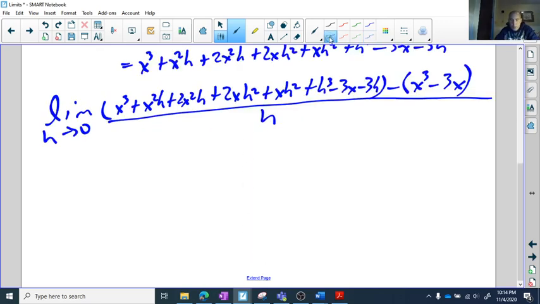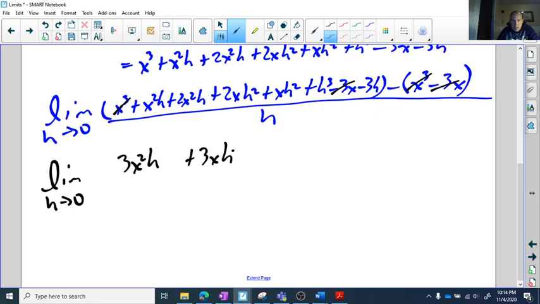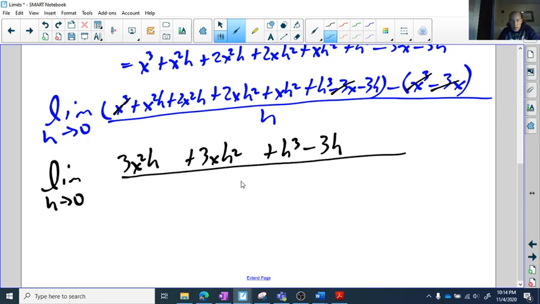So if we do this right, anything that doesn't have an h in it should disappear. x cubed minus x cubed, gone. Minus 3x, minus a minus 3x, gone. So look at all the terms that are left. Let's clean this up. Limit as h goes to 0. I could have collected these earlier, I'll do it now. So I've got 3x squared h. If I collect those two together, I've got 3xh squared. And then I've got plus h cubed, and I've got minus 3h left, all over h.